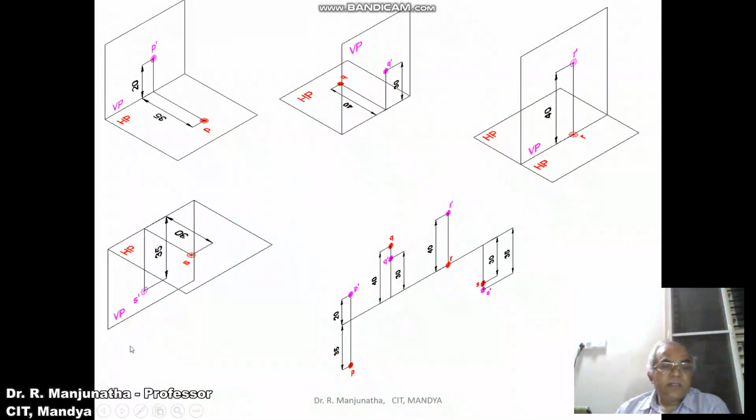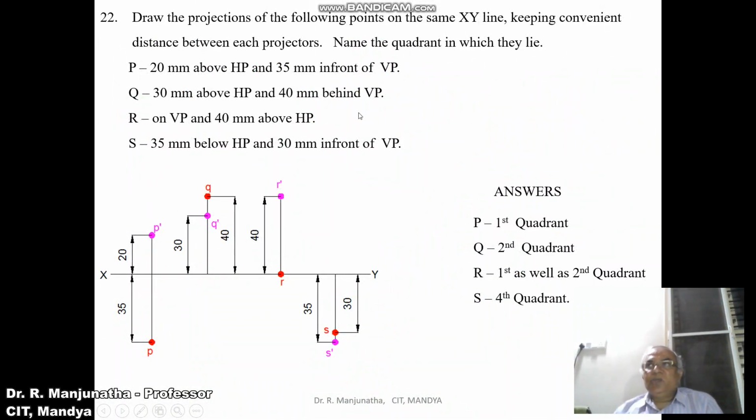And when you rotate this, the fourth quadrant HP down, both the front and top view will be below the XY line, as shown, wherein S dash and S both will be below the XY line. Now this is how we can analyze the problem. Now we are going to write the solution.